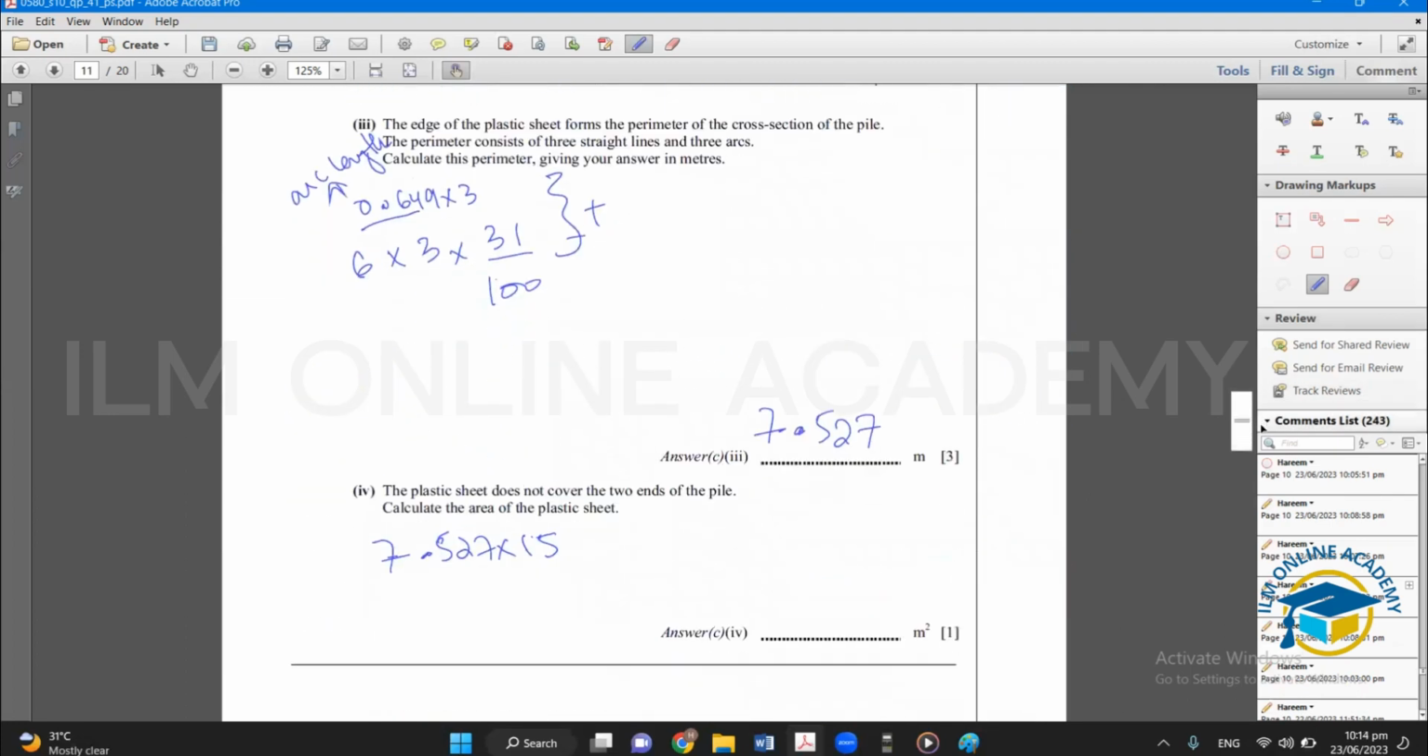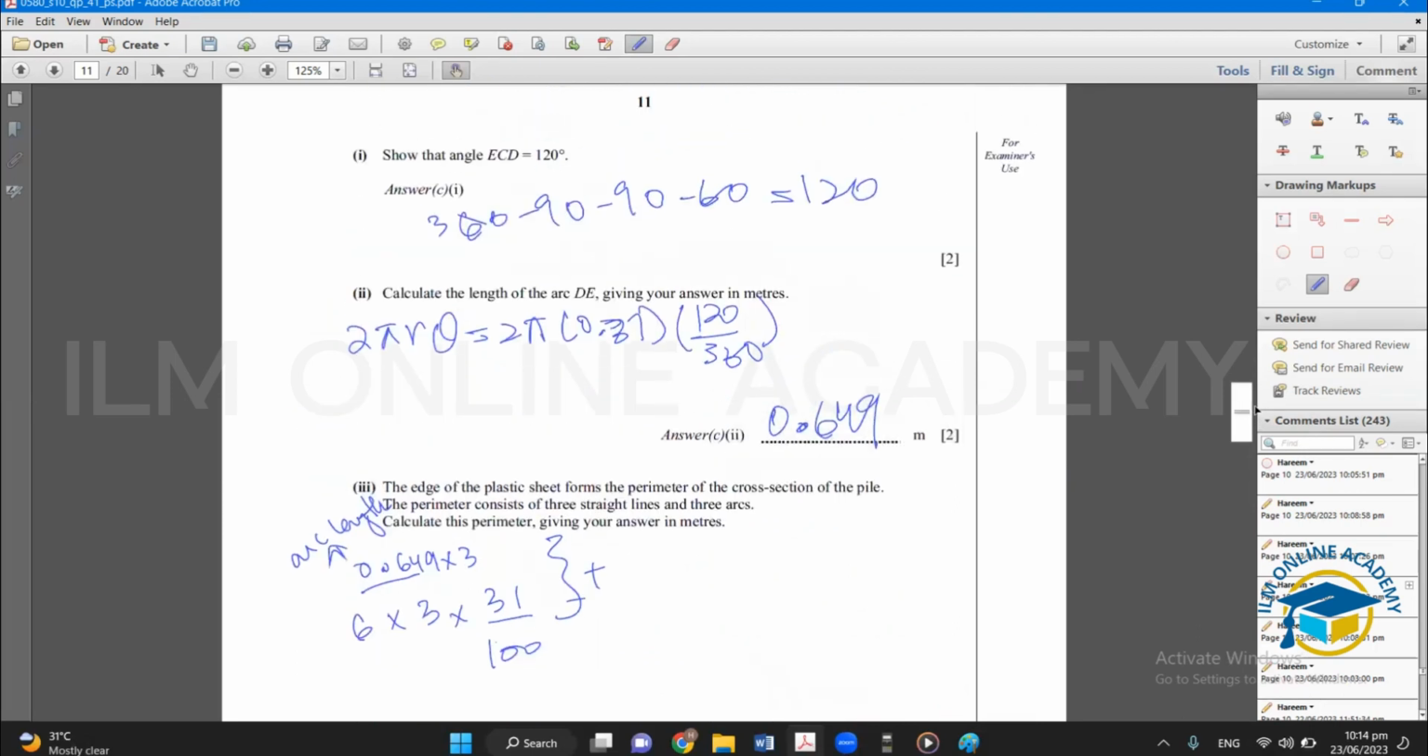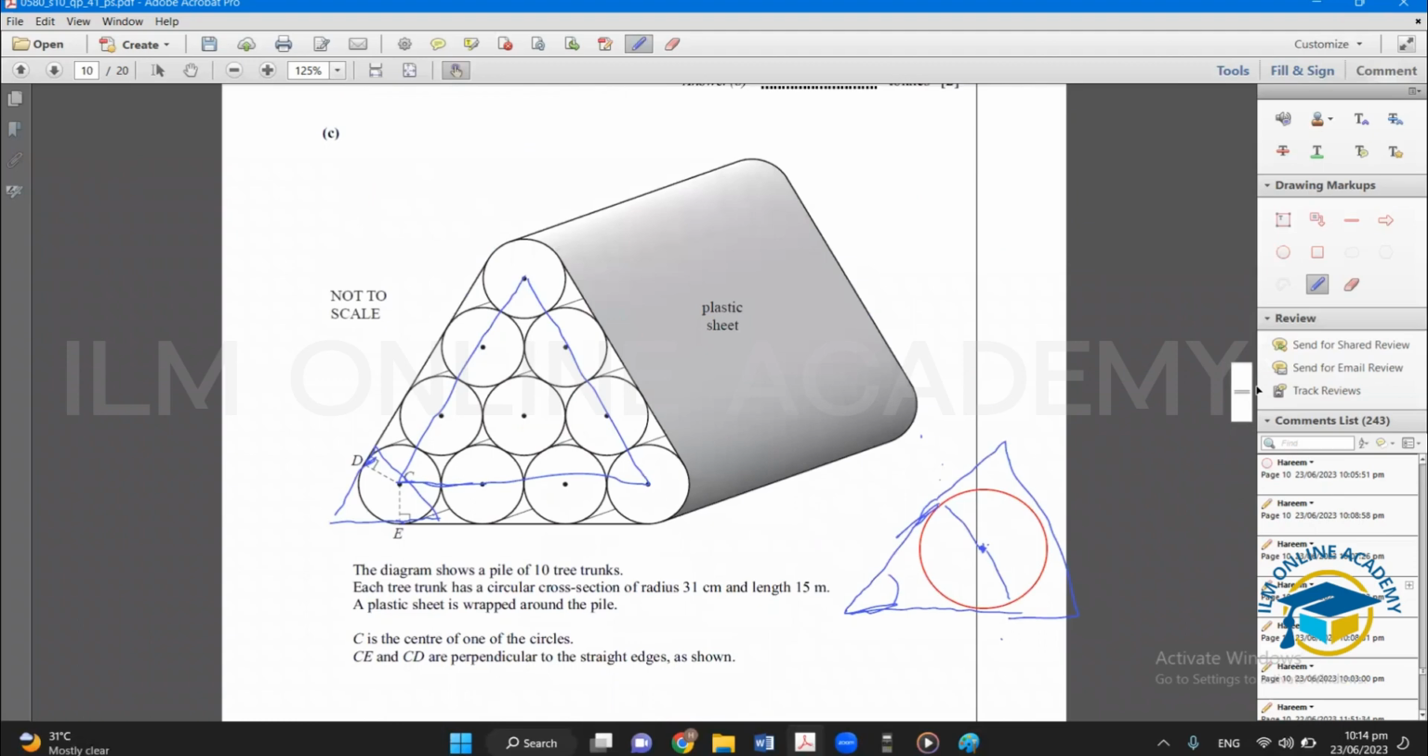6 multiplied by 3 multiplied by 31 over 100, or you have to do 6 multiplied by 3 multiplied by 0.31. Okay. Now how come 6 and how come 3 and 0.31?